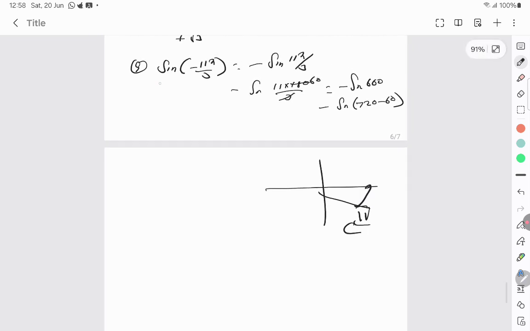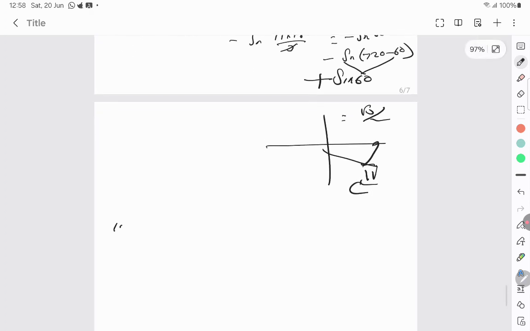Cos only is positive. This question is about sine, so the answer will be negative. A negative of negative will become positive. It's an even integral, so sine 60. What is sine 60's value? Sine 60 is root 3 by 2. So that completes that sum. Let's go to the 10th question.